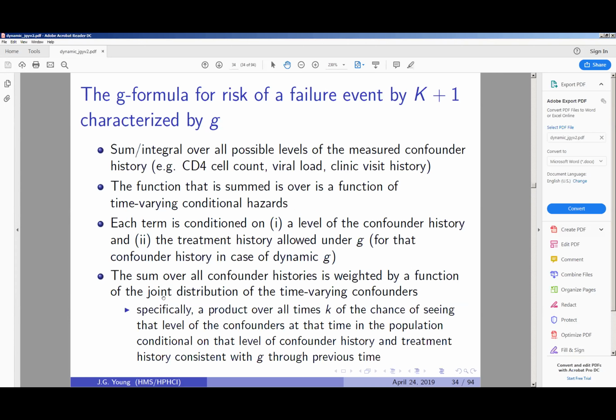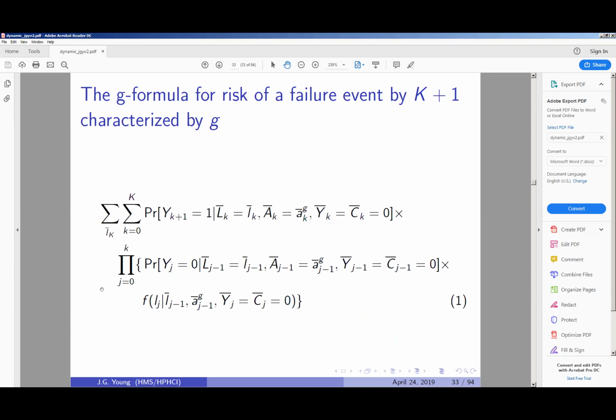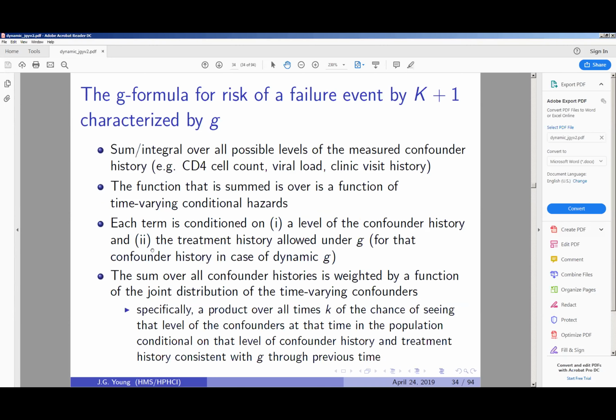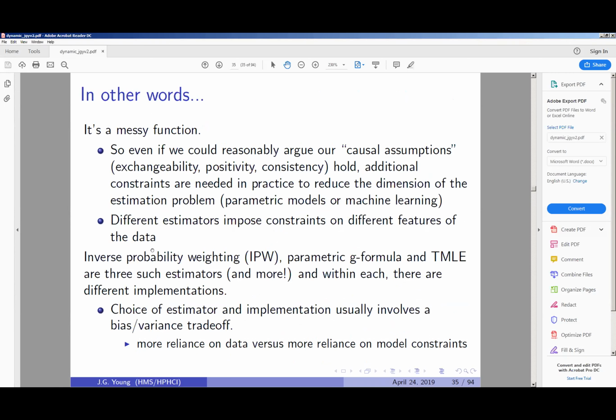And then this sum over all confounder histories is weighted by a function of the joint distribution of those time-varying confounders, specifically a product over all times k of the chance of seeing that level of the confounders at that time in the population, conditional on that level of the confounder history and treatment history consistent with G through the previous time. That's a bit of a mouthful, but that's basically these guys, which are a product for each time k, from 0 to k. So it's a complicated, messy function.